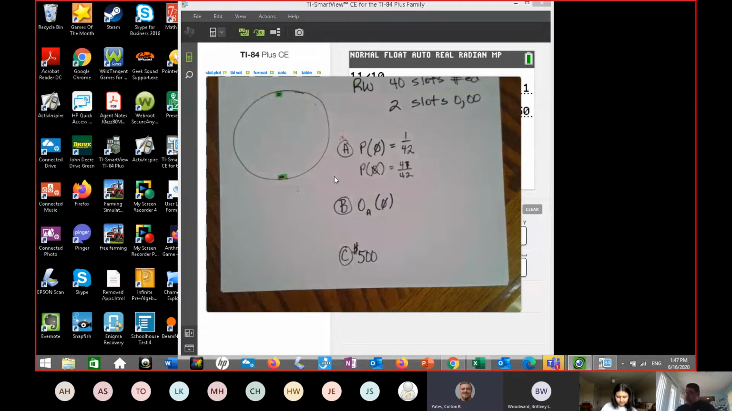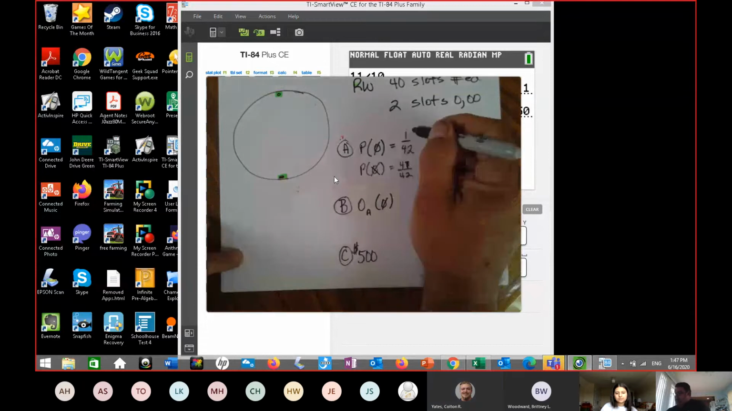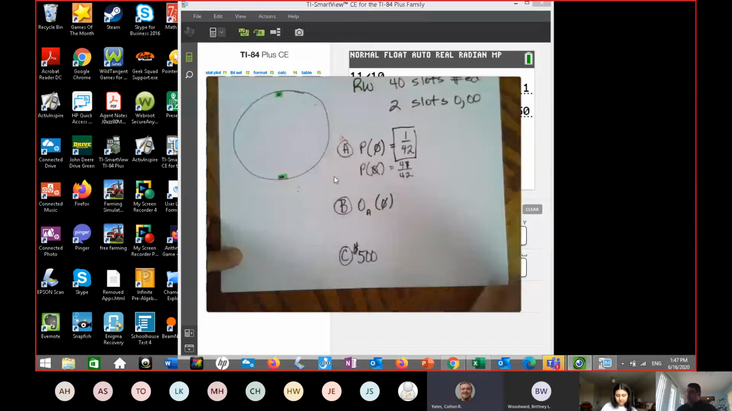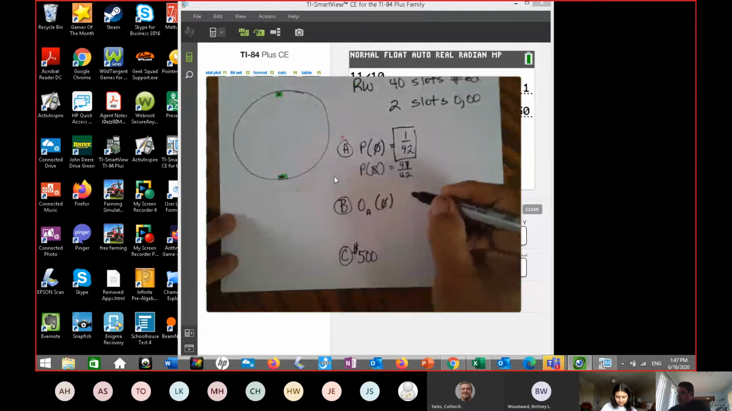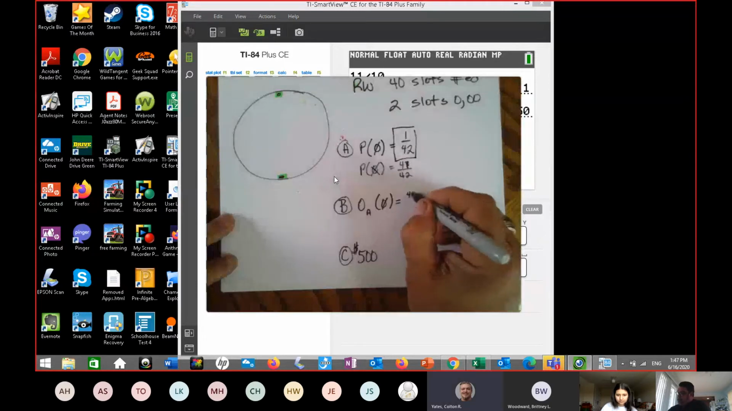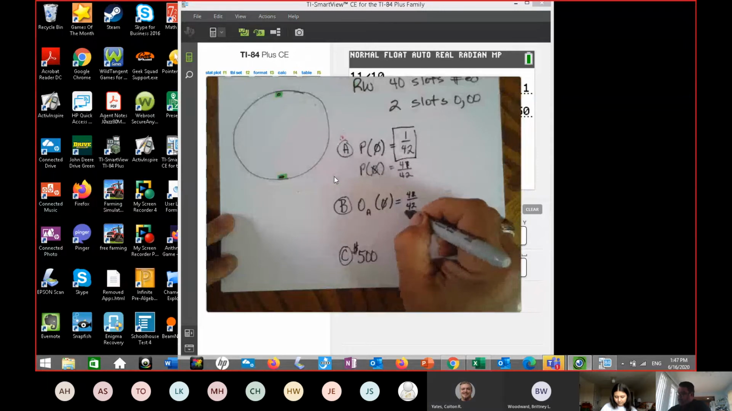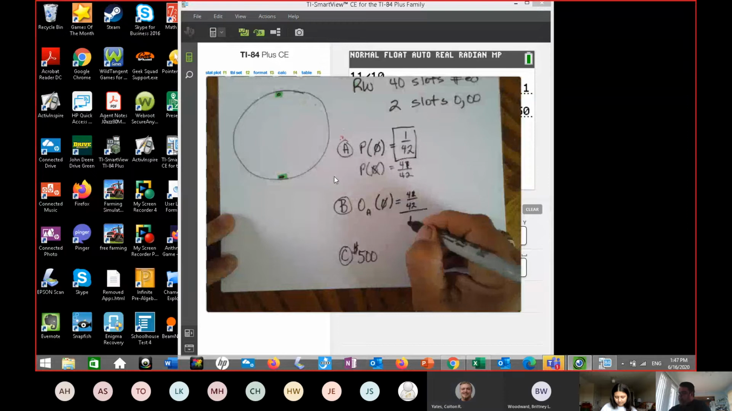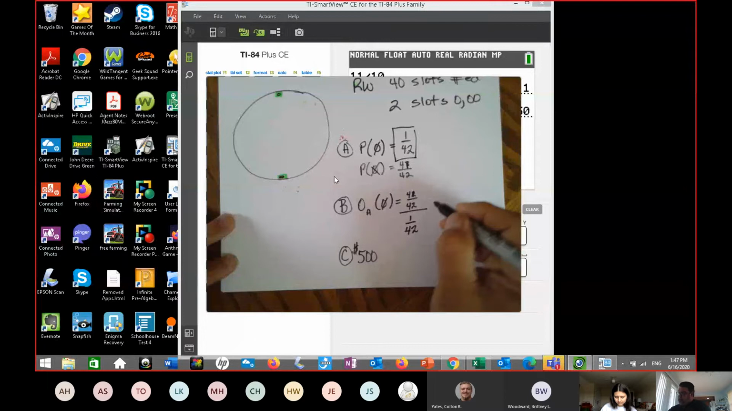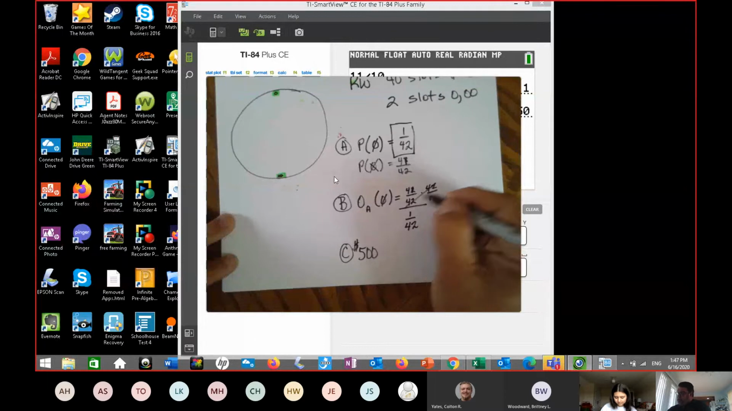All right, so here we go. The odds against. Well, here's A. Okay, B is going to be 41 over 42, divided by probability of failure over the probability of success. Multiply by 42 over 1. 41 to 1, or 41 over 1, which is 41.